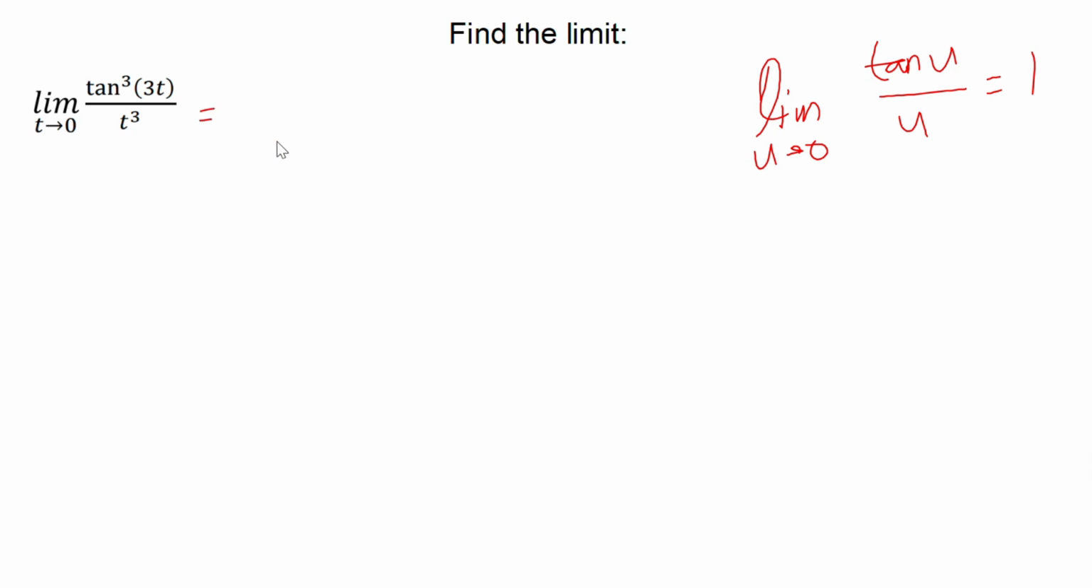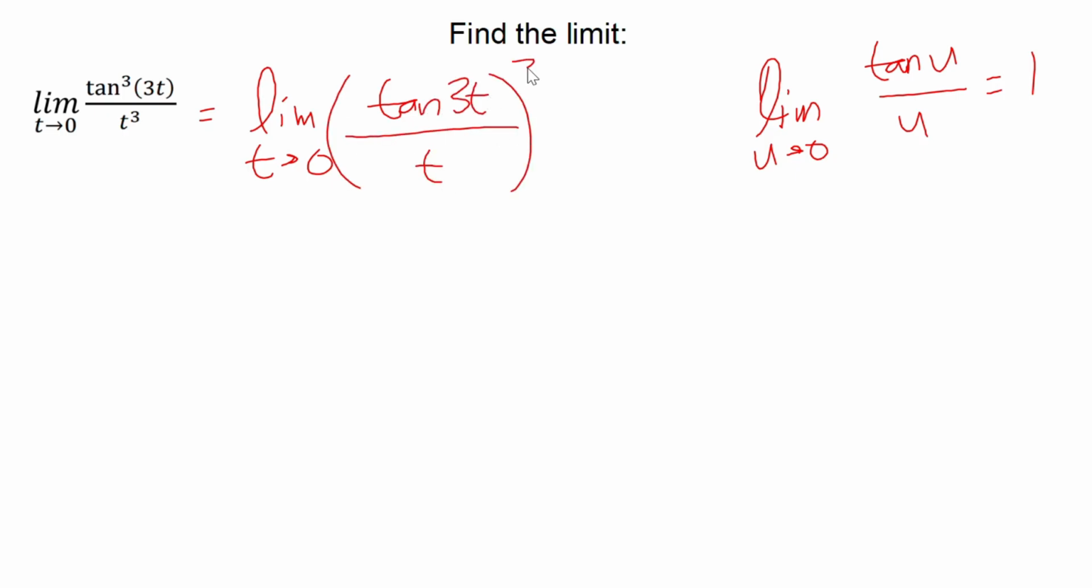So we'll see that everything's being raised to the third power. So we have a limit as t approaches 0 of the tangent of 3t over t all being cubed. And so if we could get that denominator to also be 3t, just like the argument of the tangent is, which we can by putting a 3 in the denominator and a 3 in the numerator, then we should be able to turn that limit into 1.